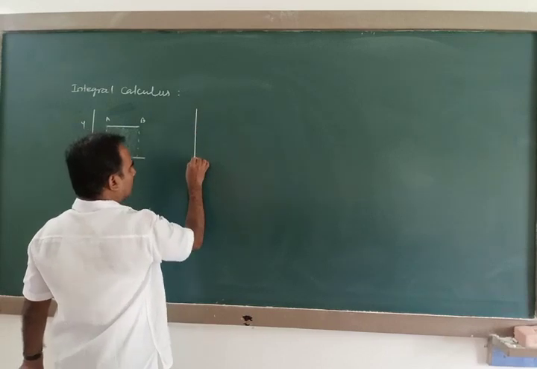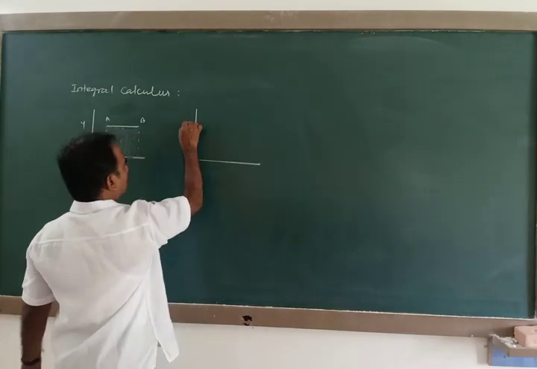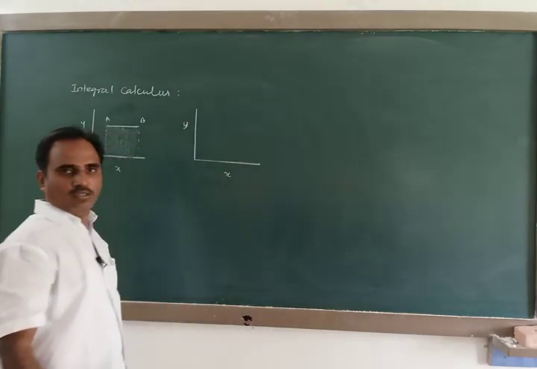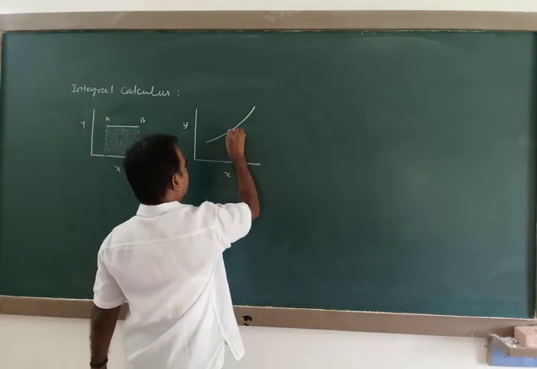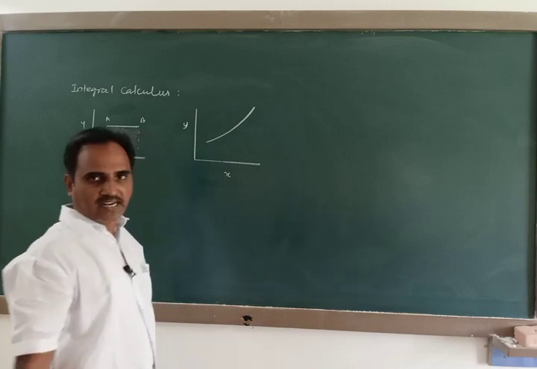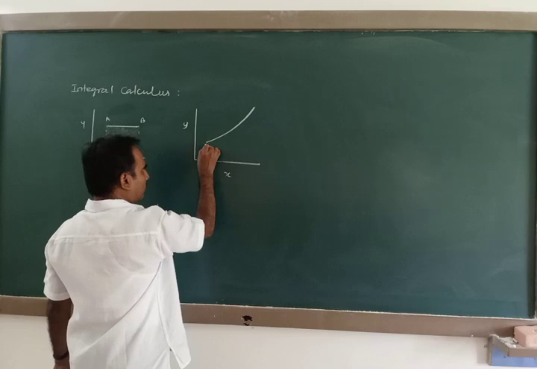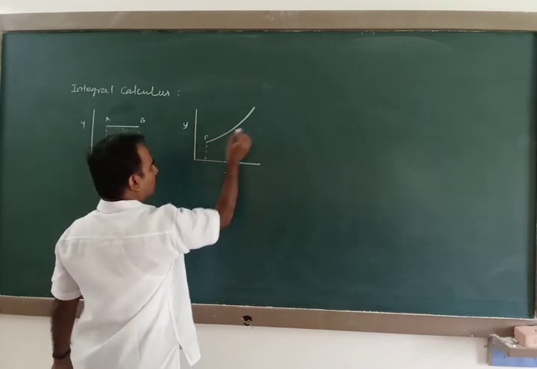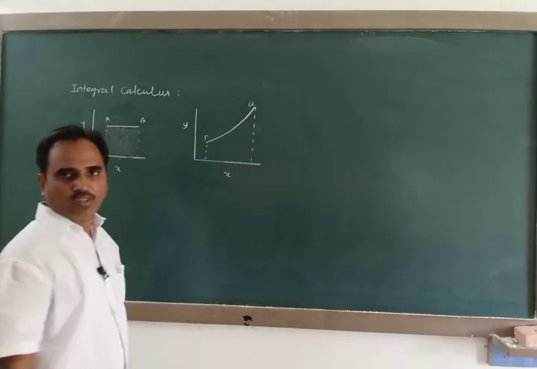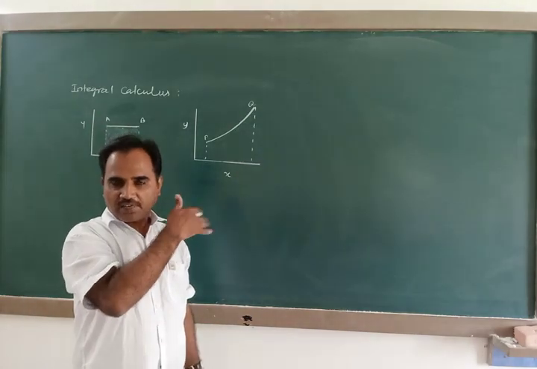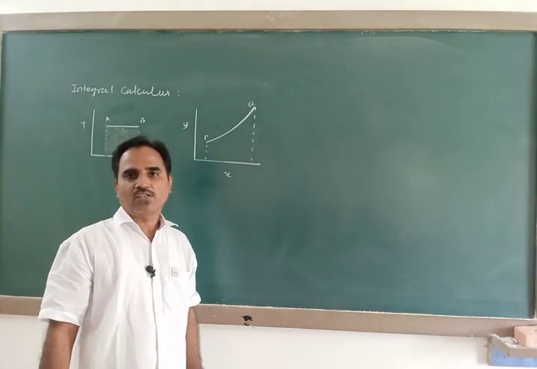So here there is a graph like this. If I plot y versus x, I got a curve like this. What is the area under this curve PQ? As it has no definite structure, we can't use any standard formula.